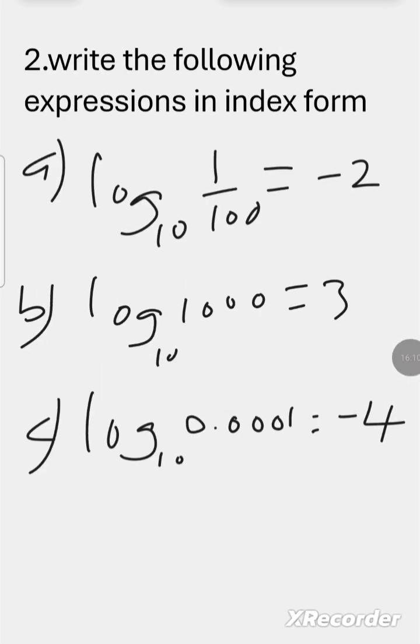Also, we have question 2. Write the following expressions in index form. A, log of 1 over 100 to base 10 equals -2. B, the logarithm of 1000 to base 10 equals 3. And the logarithm of 0.0001 to base 10 equals -4. Do all those questions so that you can see whether you understood this lesson or not.